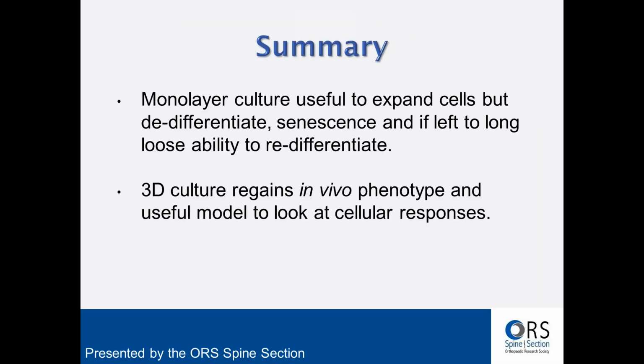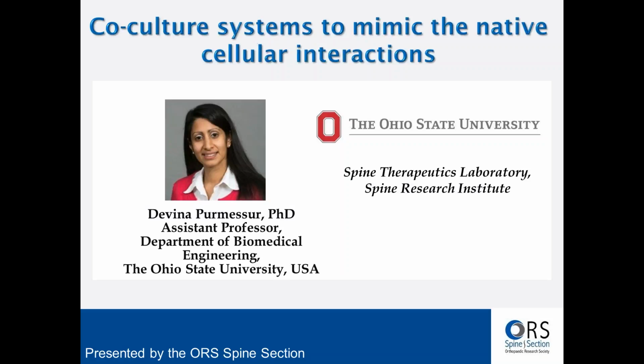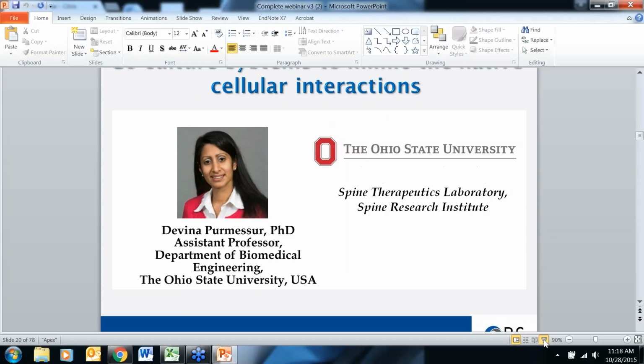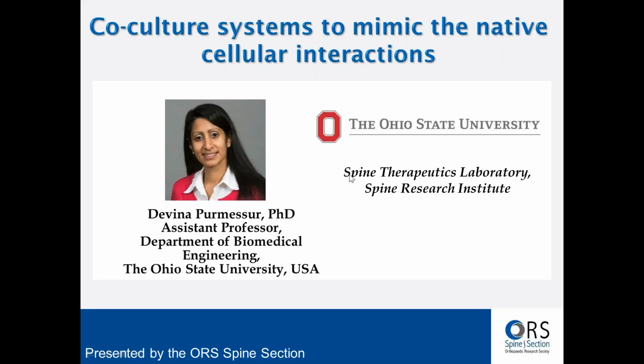So just to summarise, the monolayer culture is very useful to expand cells, but the cells will then de-differentiate, senesce, and if left too long, can lose the ability to re-differentiate. There's a number of 3D culture systems available which can enable you to regain the in vivo phenotype, and it can be a useful model to look at cellular responses. So I'd now like to pass over to Davina, who's going to discuss the co-culture systems which can be used to mimic the native cellular interactions.